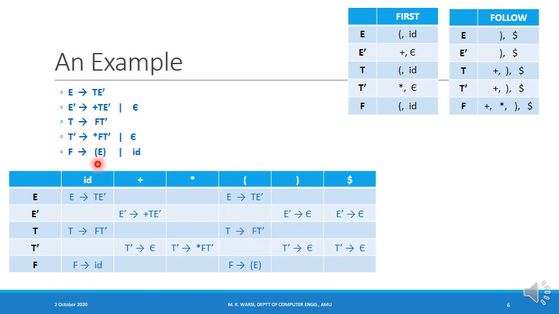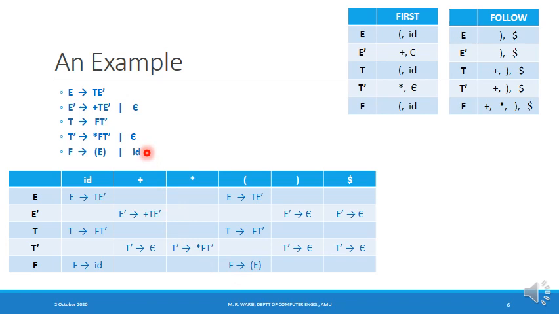The next production is capital F derives within brackets capital E. Where will I add this? I'll add it at the location whatever is the first of this. First of this is containing the left parenthesis. So this production has been added at the location F comma left parenthesis.